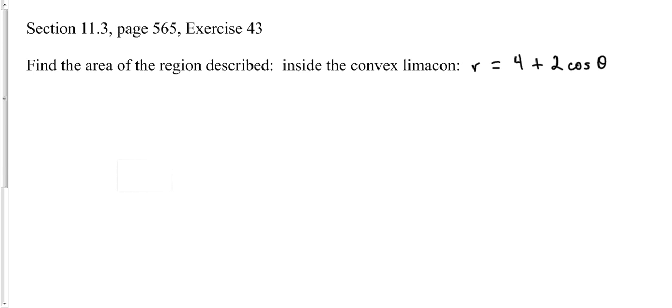Let's do section 11.3, page 565, exercise 43, which reads, find the area of the region described. For exercise 43, we're looking at the region inside the convex limaçon described by r equals 4 plus 2 cosine theta. And I think it's important, just as when we did this with rectangular coordinates, to graph the region. So this is kind of like a squashed circle.